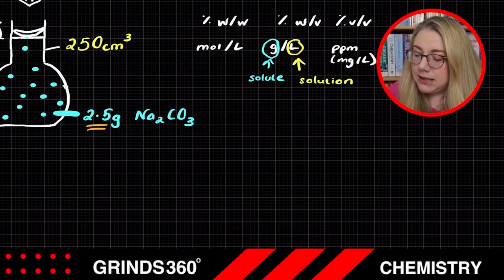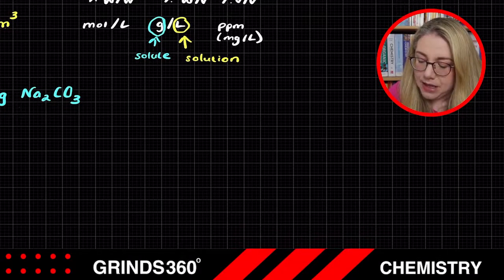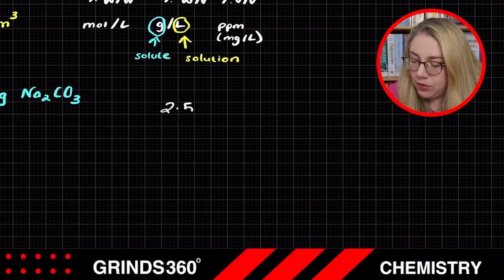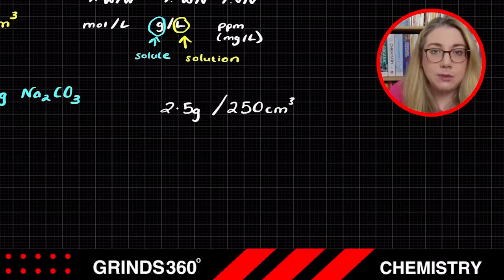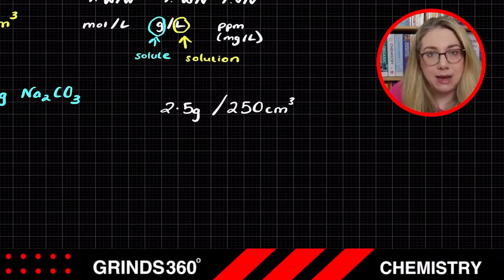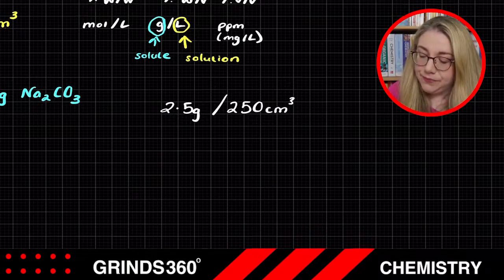So now what I'm going to do is I'm going to move my screen over and we're going to take what we just calculated. So on the previous screen, we had 2.5 grams of sodium carbonate per 250 centimeters cubed. Now, that is a perfectly acceptable unit for concentration because it's solute per solution. However, it doesn't really mean anything to other chemists. So we're going to convert this into a unit that the examiner wants. So we're going to convert it to grams per litre.